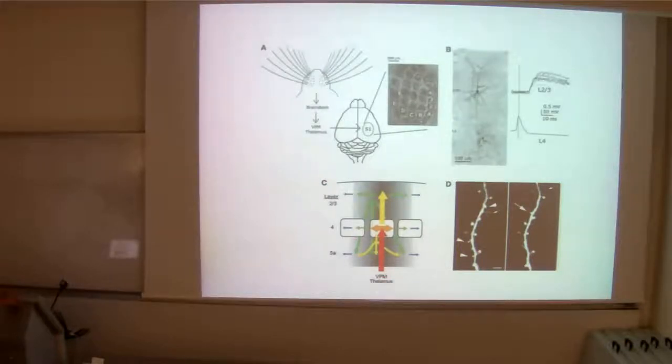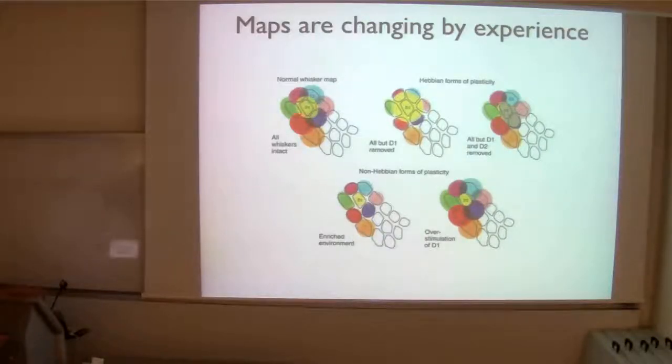A different way to look at it is the following. Again, this is the mapping of inputs going from the thalamus to layer 4 and then to layer 2-3 and spreading sideways. These are all the things that we've seen before. But if you now do the following experiment, this is taken from a review paper about this topic, the yellow area is the area on cortex that would respond to flicking of the D1 whisker.